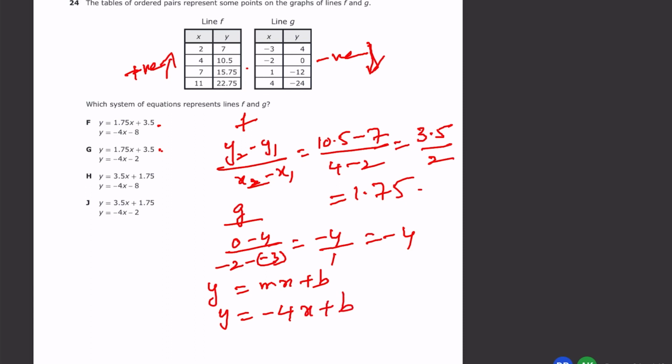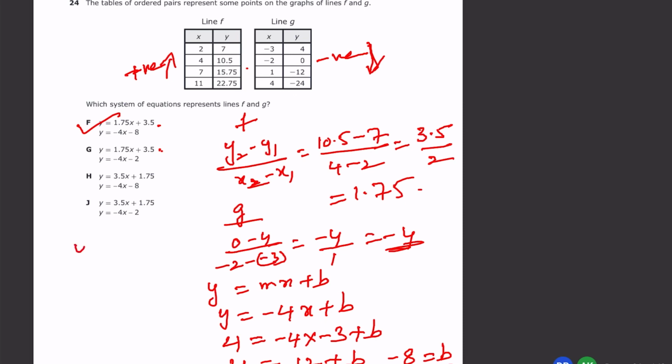We'll plug in one of the values from the table of g. So using the y value, we have 4 equals minus 4 times minus 3 plus b. So 4 equals 12 plus b. So you can subtract 12 on both sides, which implies minus 8 equals b. So when b is equal to minus 8, it is option F. What is the b value we have got from this, and what is our slope? We got it as minus 4.